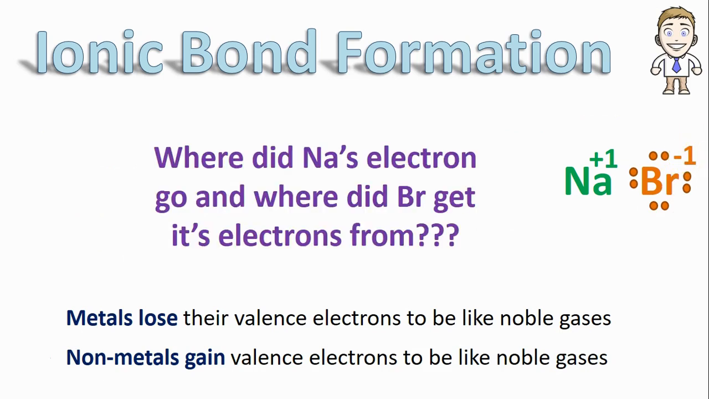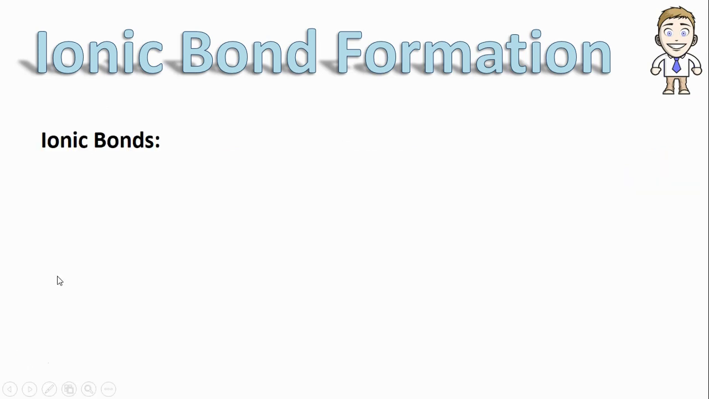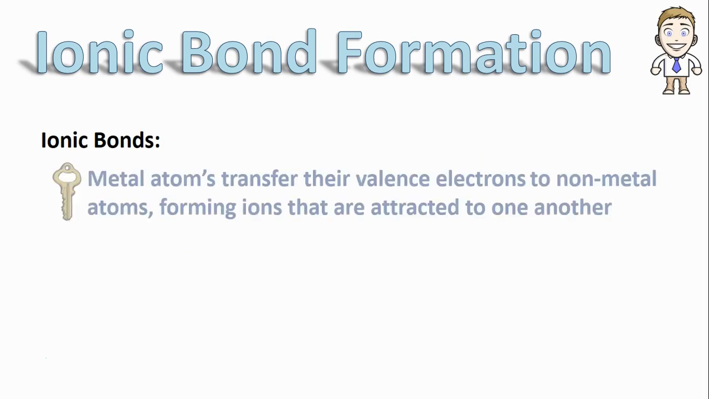The one piece of information we've left out up to this point is, where did sodium's electron go? And where did bromine get its electron from? If metals are losing electrons, where are they going to? And if nonmetals are gaining electrons, where are they coming from? And the answer to that question is ionic bond formation. So with that in mind, I think we're in a good place to start defining and looking at ionic bonds and what they are and how they happen.